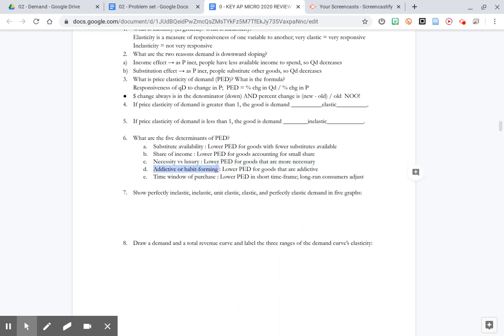We wouldn't really say that toilet paper is addictive, but there are products that are, like cigarettes, that have really inelastic values because you have to have a certain quantity, and if you don't, you're not going to feel very good. So be pretty inelastic. And then the last one, time window. In a short time frame, most goods are actually pretty inelastic.